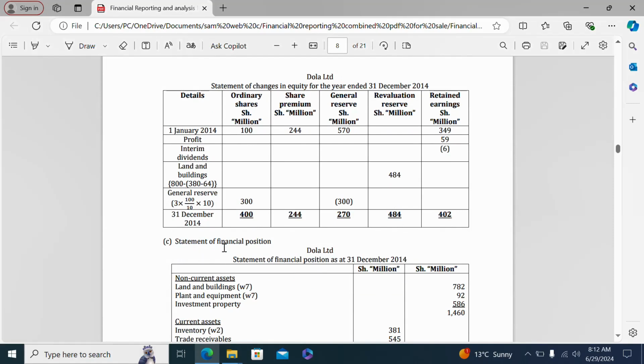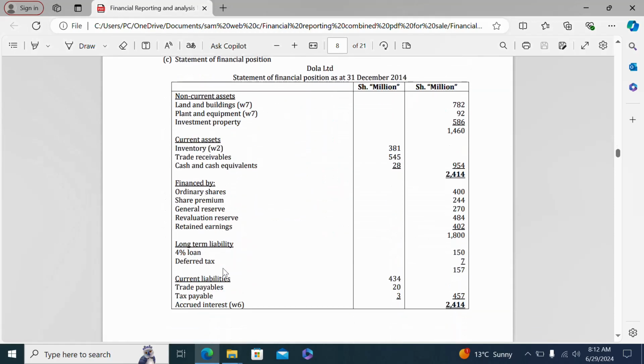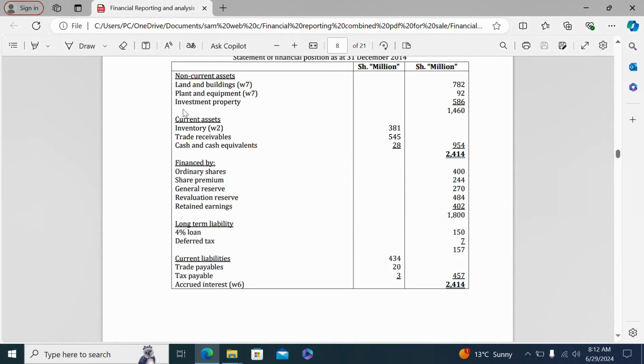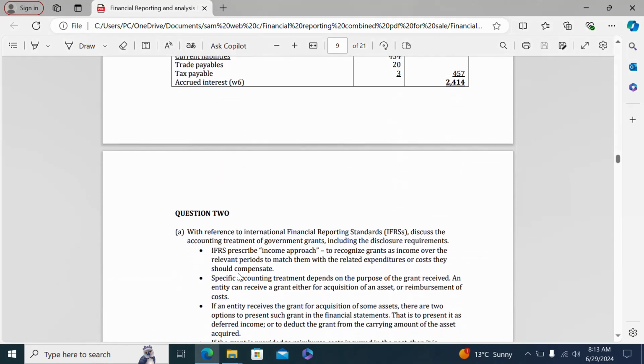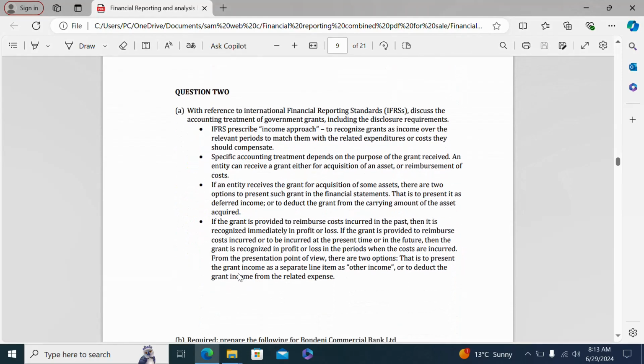And Part C, we have the statement of financial position. This is the statement of financial position of Dora Limited, with current assets, long-term financing, then long-term liabilities and current liabilities. We go to question 2, where the accounting treatment of grants is discussed here.